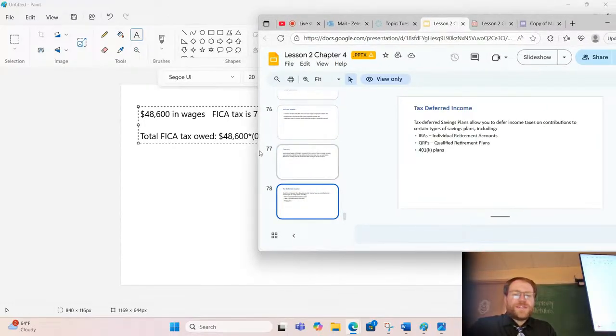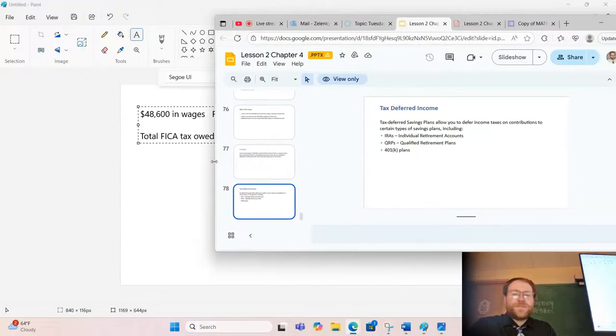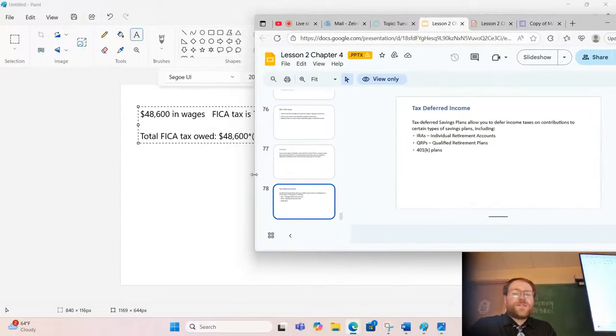Okay, the last slide for this chapter deals with the tax deferred savings plans. So basically where you can put money into and save money on the taxes. IRAs or individual retirement accounts are good for that. Just know it has to be a traditional one to get that break.